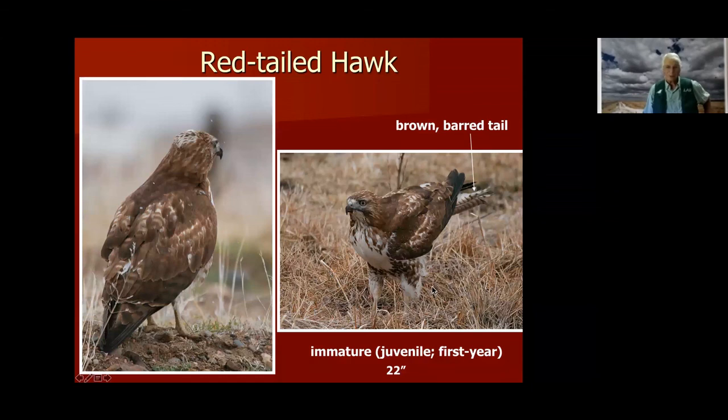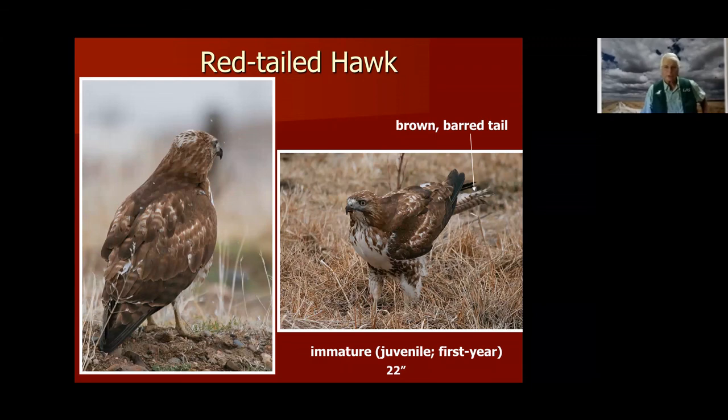But this is also a red-tailed hawk. But there's no red tail. It's a brown tail with bars across it. That's because red-tailed hawks don't have a red tail in their first year. These immatures or juveniles or first-year birds have brown tails with bars on them.